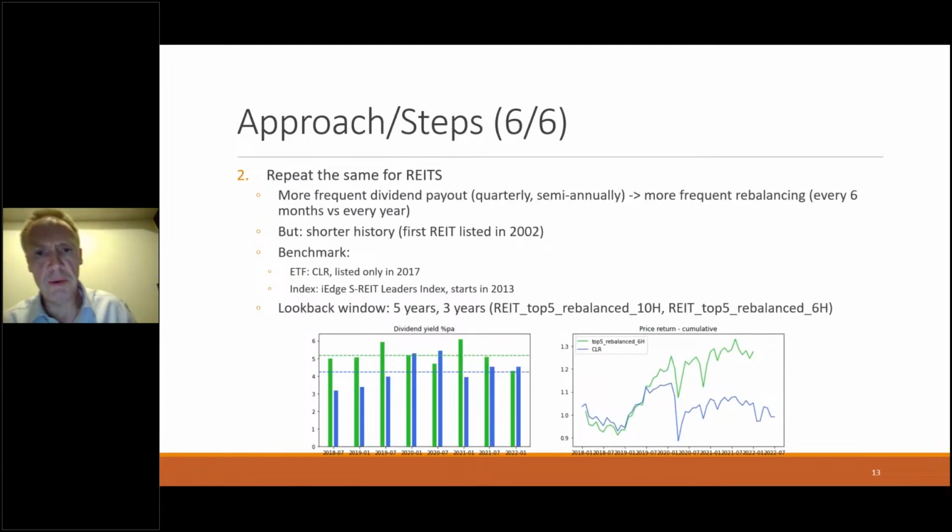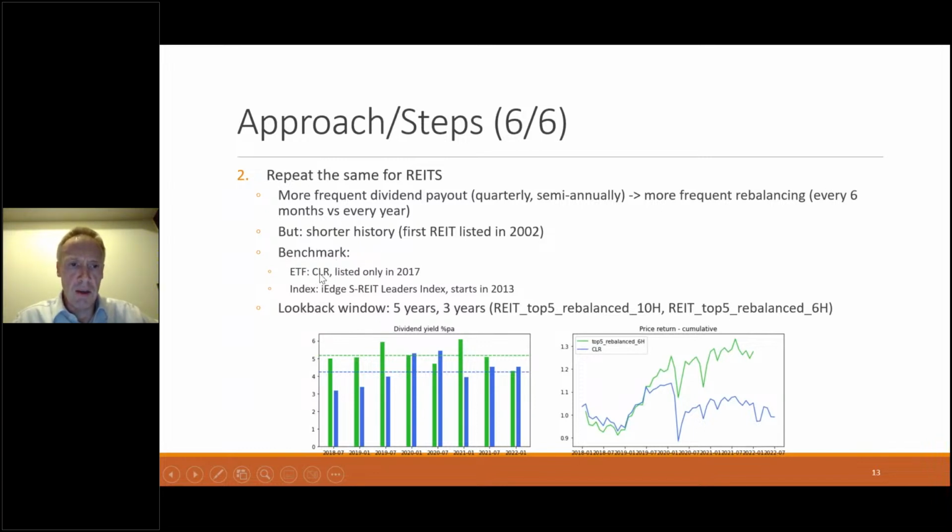And then I was interested to see whether we can replicate the same for another type of dividend stock, the real estate investment trusts. There are a couple of advantages and disadvantages with REITs. They have a more regular dividend payout, so you can more frequently backtest. One of the disadvantages with dividend stocks is that most of them only give a dividend payout once a year, so you can only look at the results on an annual basis. With REITs, you can look at it on a quarterly or semi-annual basis, but then you don't have such a long history with REITs as with stocks. The first REIT was only listed in 2002.